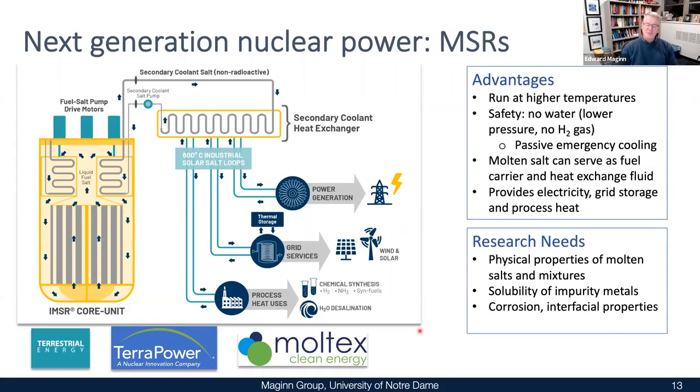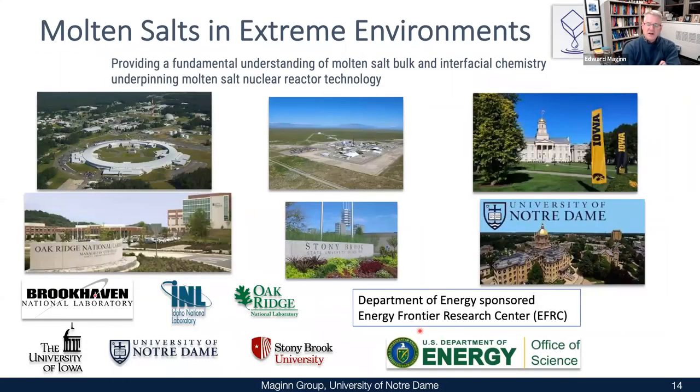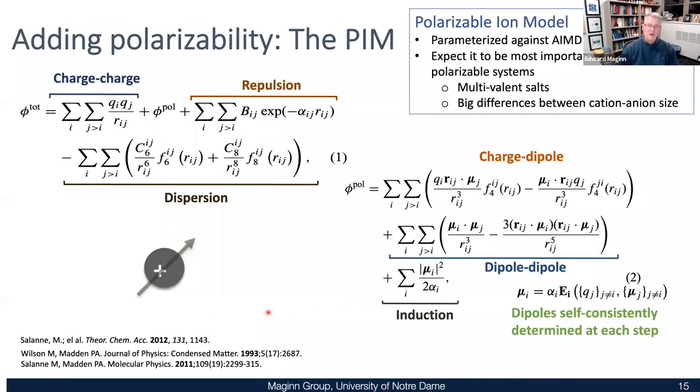these molten salts again. People stopped working on them in the 1980s. We don't really understand the physical properties of those. We don't understand interfacial properties, corrosion, the solubility of different species. So I'm part of an Energy Frontier Research Center called MSEE, the Molten Salts in Extreme Environments. And you can see the partner institutions here. And we're interested in providing a fundamental understanding of molten salt bulk and interfacial chemistry. So we're one of 2 theory groups, the other's at the University of Iowa.